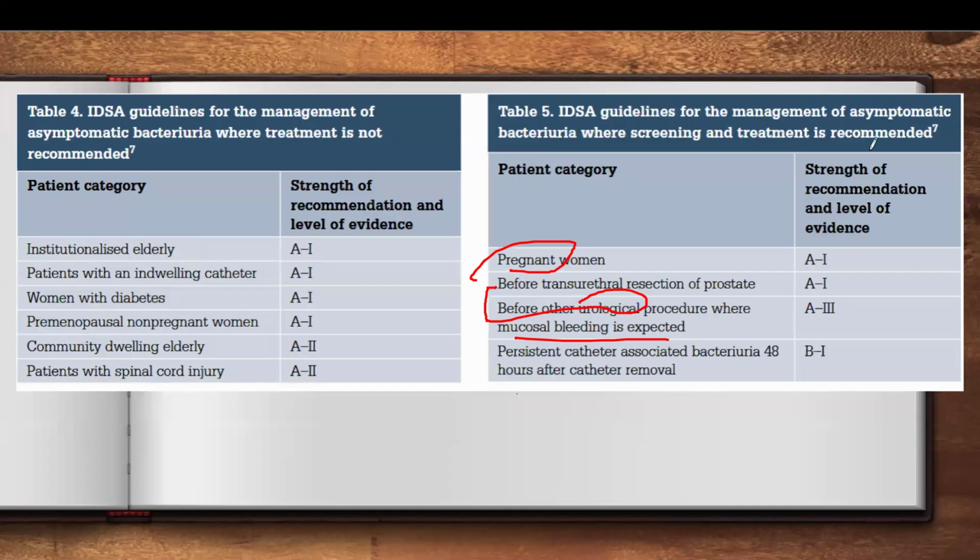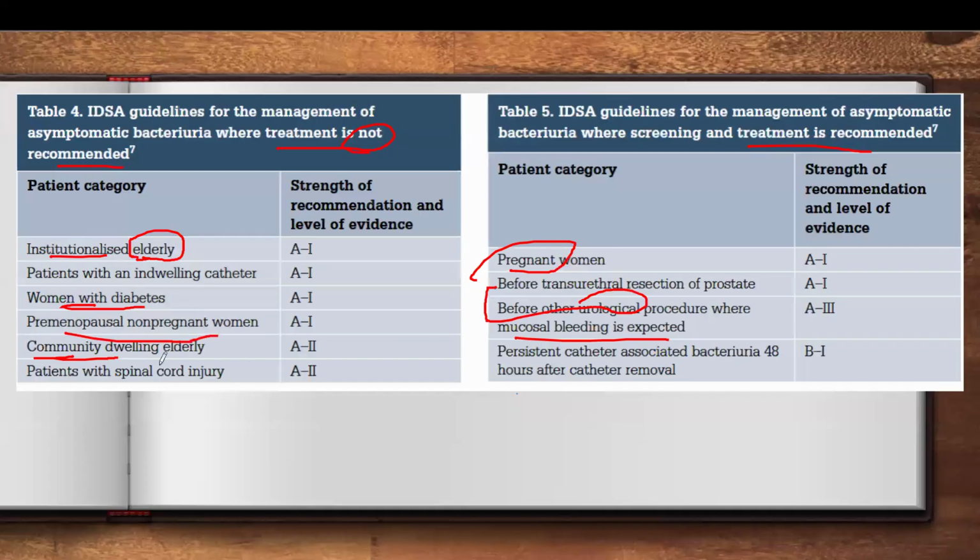Here treatment is recommended, and here treatment is not recommended. So this is like the elderly people, whether they are institutionalized, that is living in some aged care facility, or they are in the community. All right. Any women with diabetes, still you don't need to treat because they will have recurrent infections. As long as they are not symptomatic, you don't need to treat because they will have it again and again, and you will just cause harm by giving antibiotics again and again. Rather, the resistance will develop. Okay, so you don't need to treat it unless symptomatic.